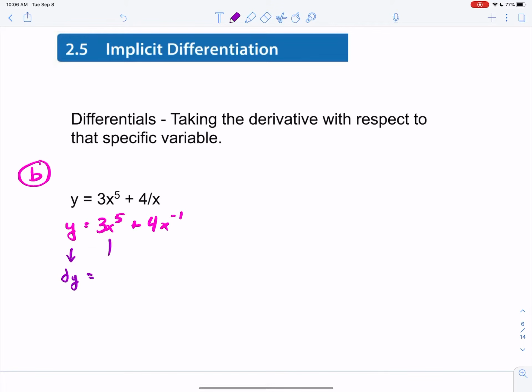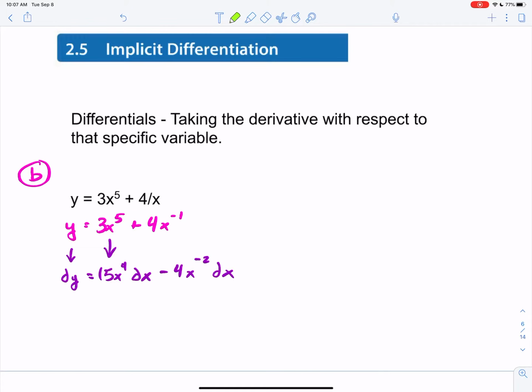The differential of 3x to the 5th is 15x to the 4th with respect to x. And here, think about what that comes out to. Press play when you're ready. It's going to be minus 4x to the negative 2 with respect to x. Okay, it's minus 4 because that negative 1 is brought down, and then you subtract the exponent by 1. Okay?